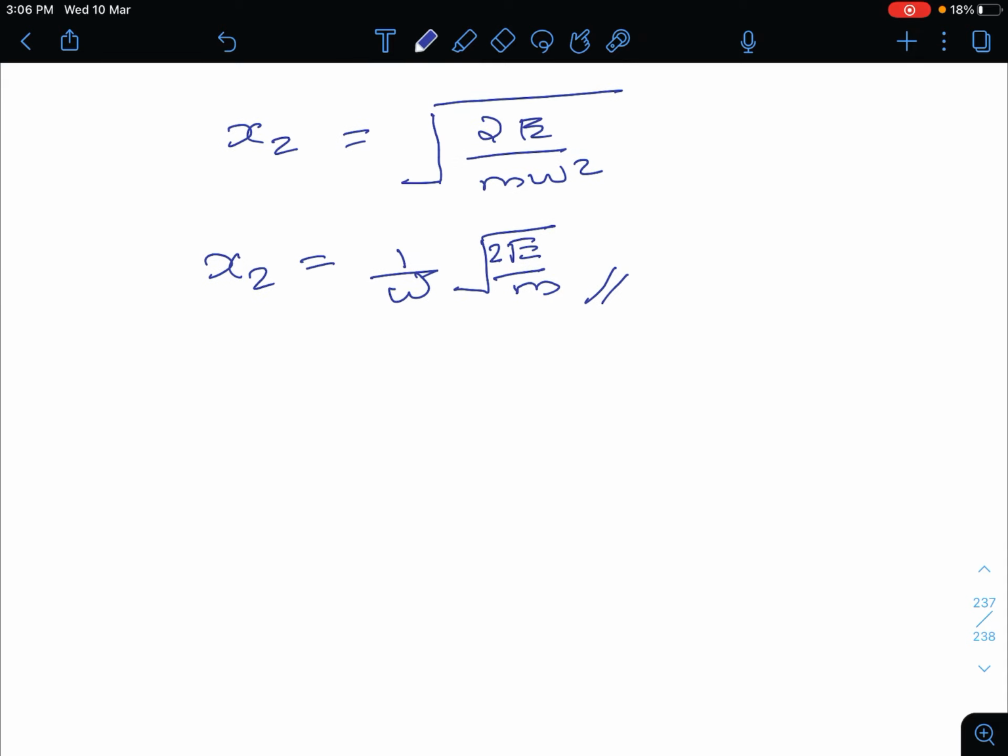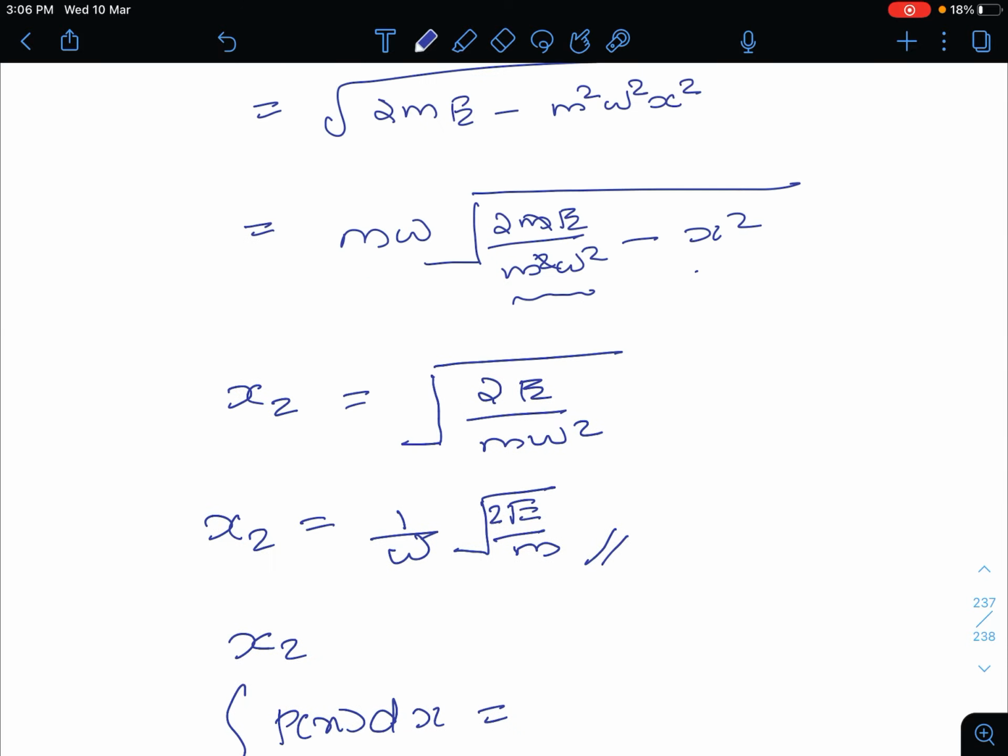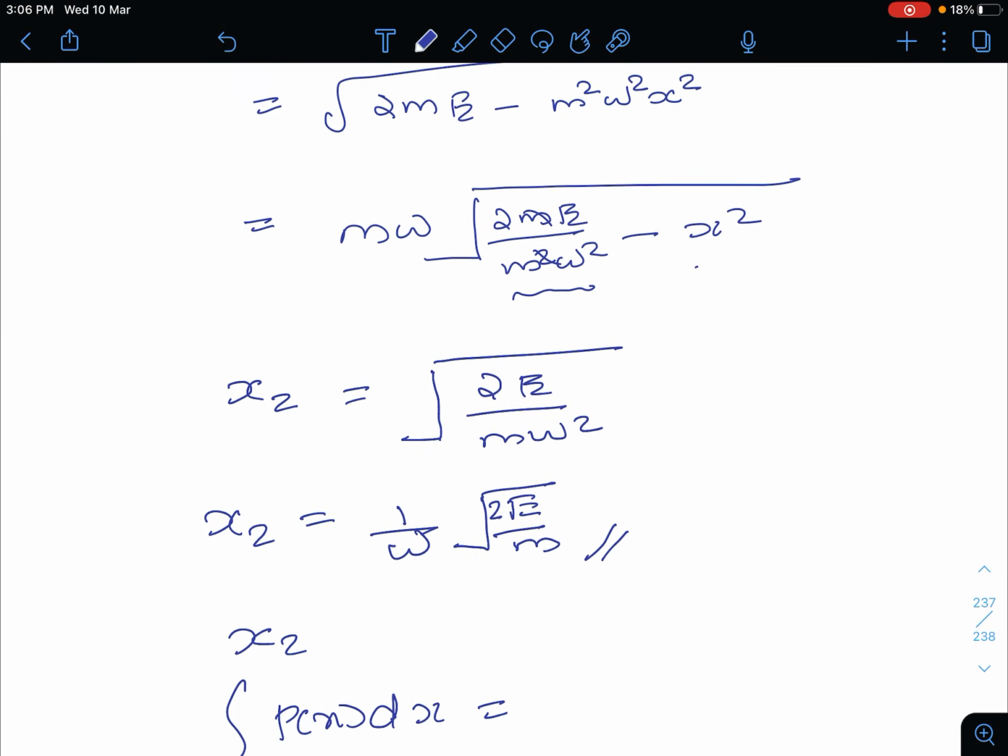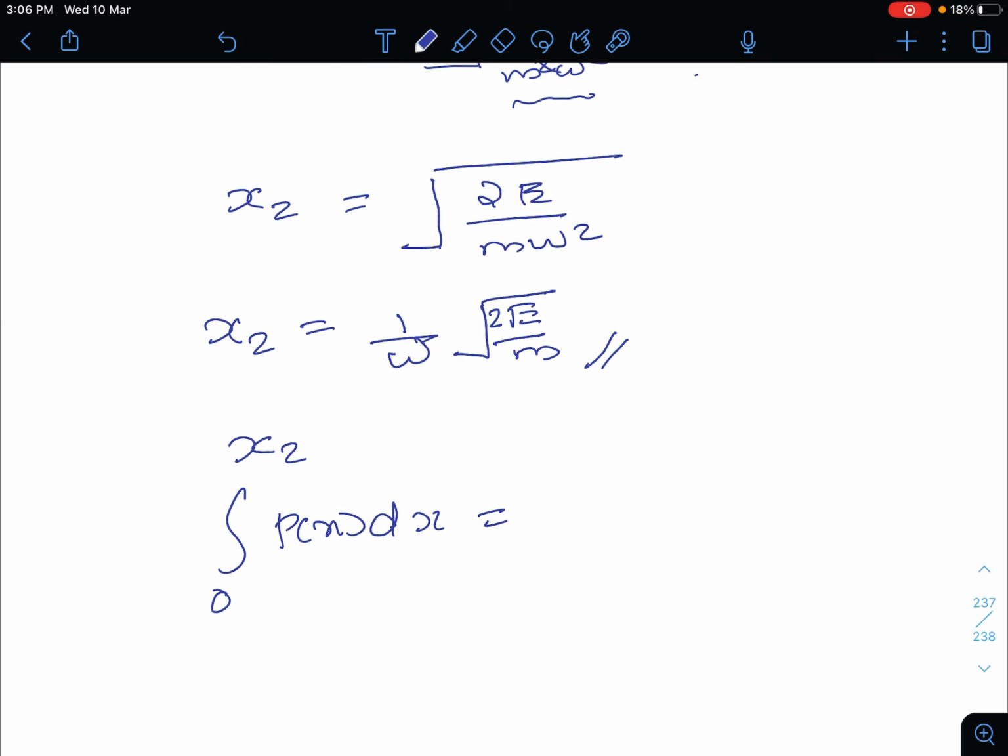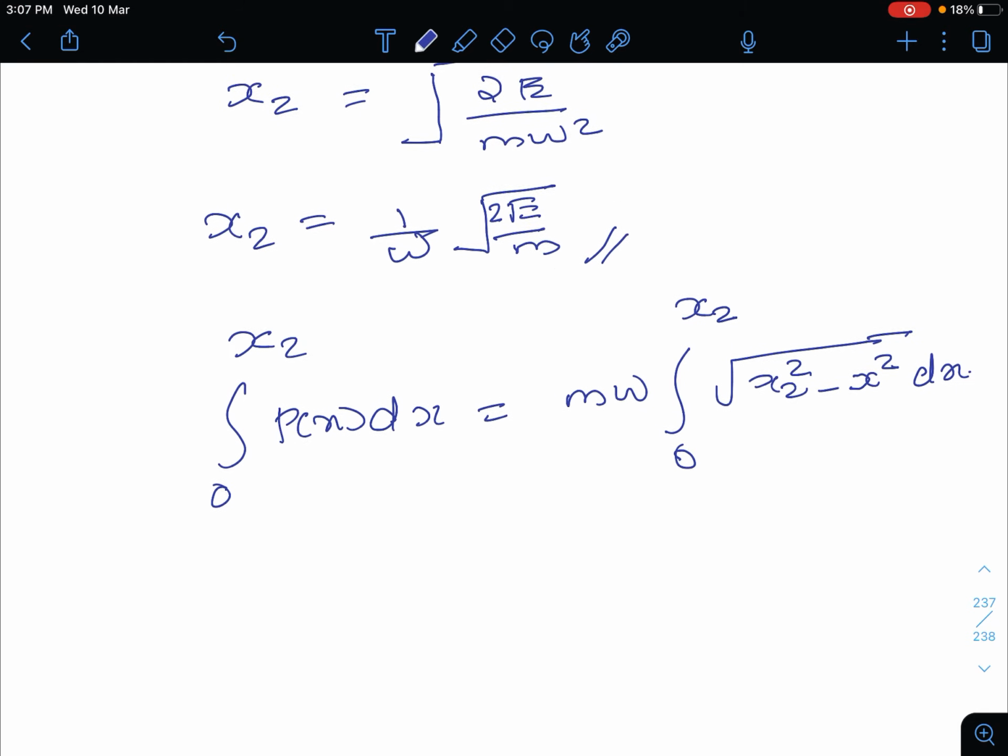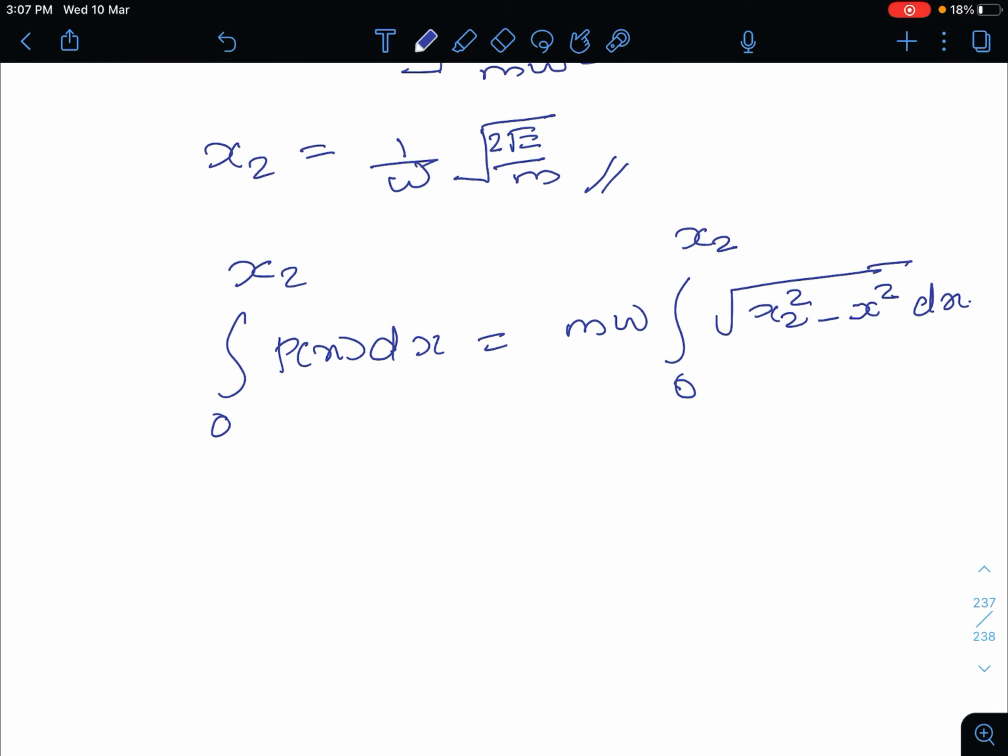So now what is it? Integral 0 to x2 of p(x) dx, what can we write? m omega times the integral 0 to x2 of root of x2 square minus x square dx. So x2 square minus x square dx, we can write that.